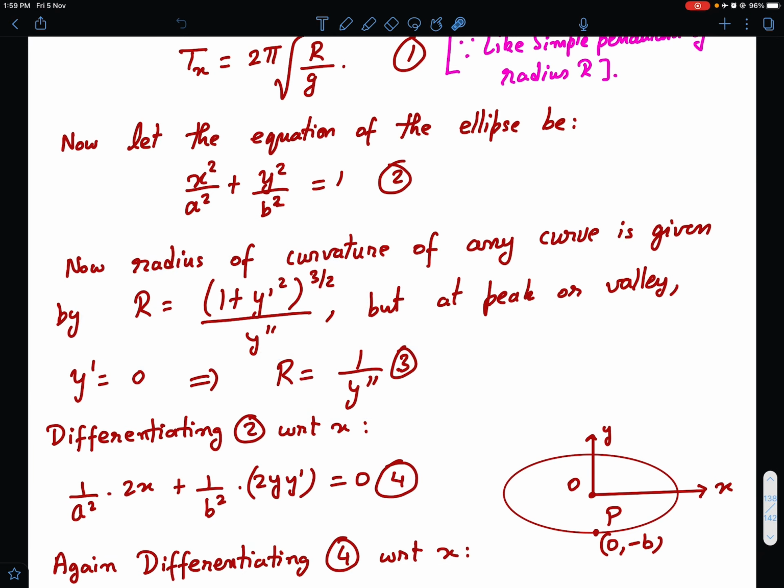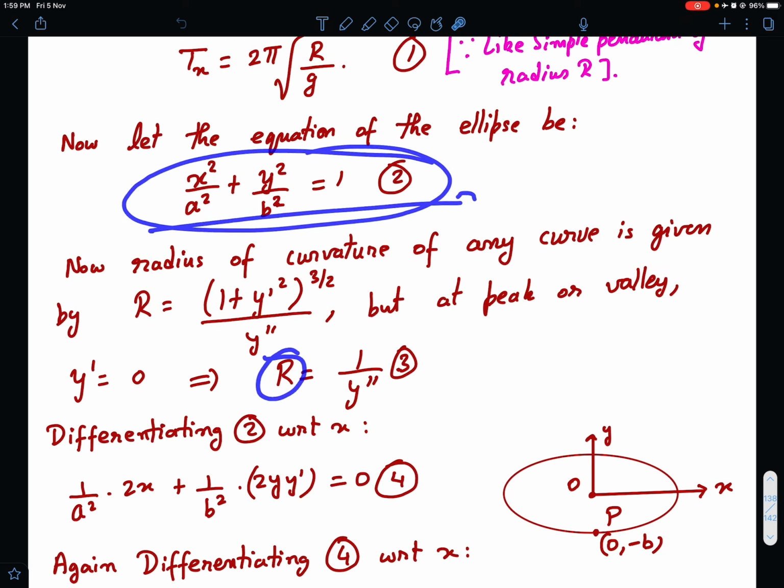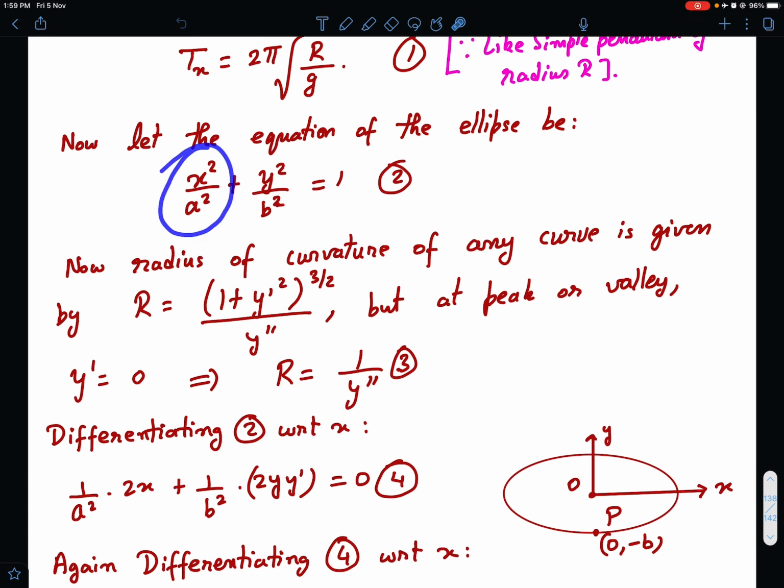So if you find this formula too complicated, at least you can remember this formula, because many times we are only interested in radius of curvature at the peaks and the valleys. Okay, so I have this equation 2 and I want to find out the radius of curvature. So I differentiate it with respect to x. So what do I get?